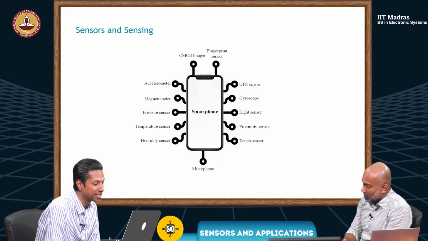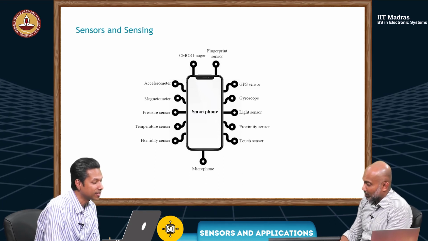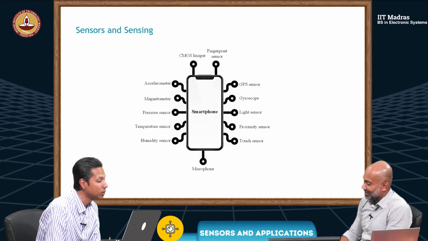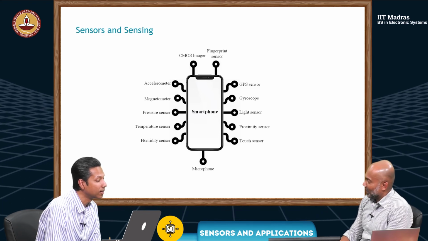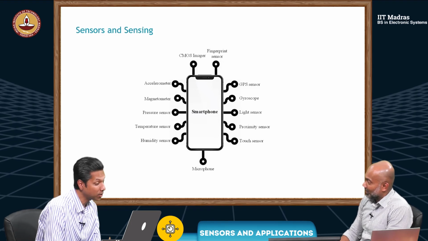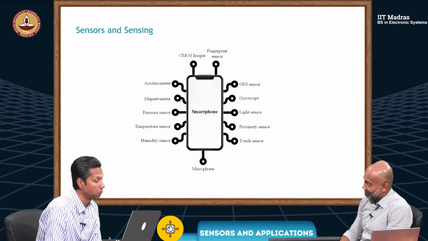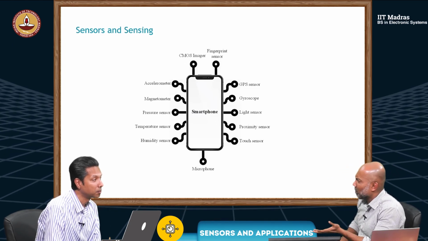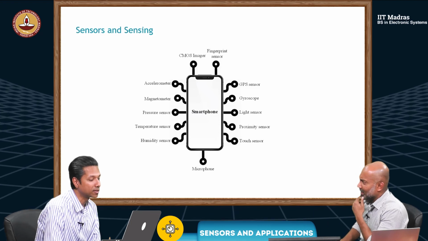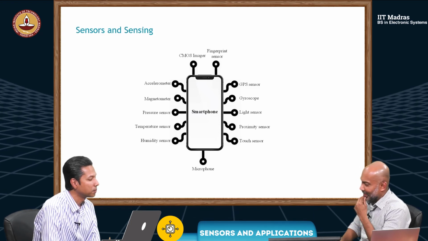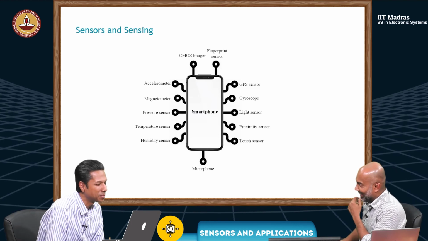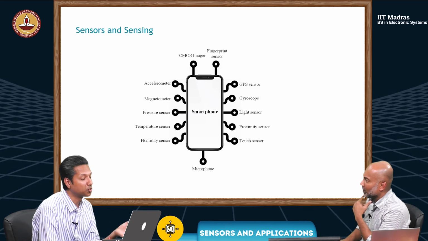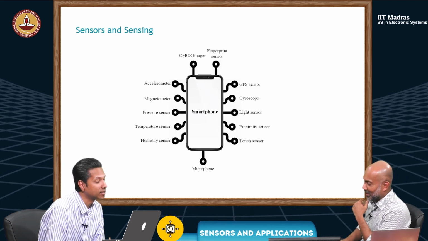GPS, gyro, light sensor, proximity, touch sensor, microphones, humidity, fingerprint. So many different sensors. So that means pressure also? Pressure sensor also. Some phones apparently have, what is it, a barometer? I don't know. It could be a pressure sensor, but I don't know why they use it. Look at that. Maybe for fault detection or something. And the accelerometer.